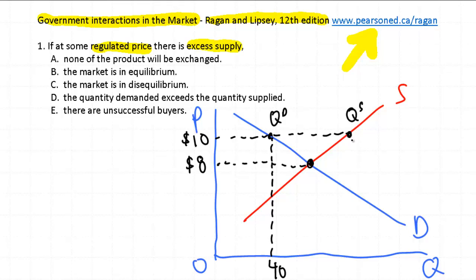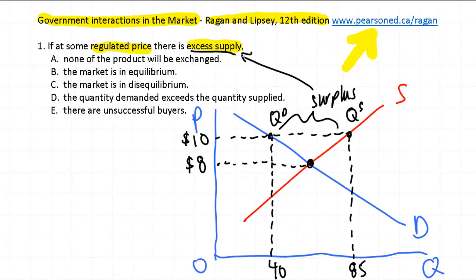But take a look here. At $10, that's a great price for the suppliers. They would like to supply, looks like, I'll just make up a number, let's say 85 units. And the difference between the two is a surplus. Okay, so this high price has turned off consumers. They don't want to buy as much. And this high price has excited the producers, and they would like to produce lots. So this surplus is the same thing as excess supply. So this is the only way that we get excess supply.